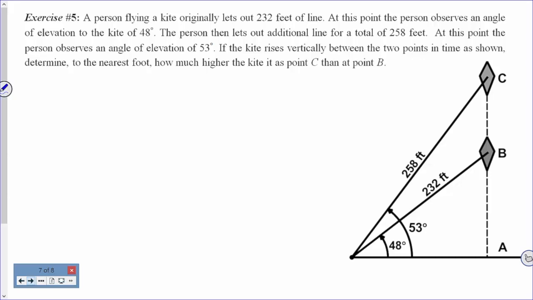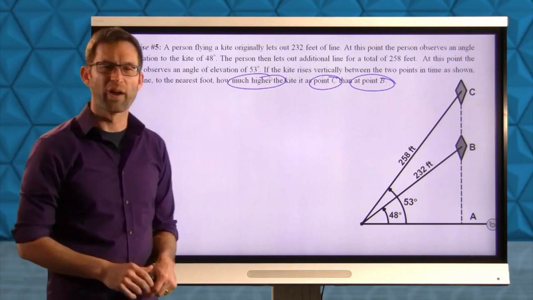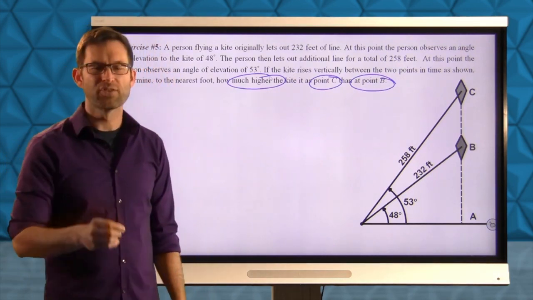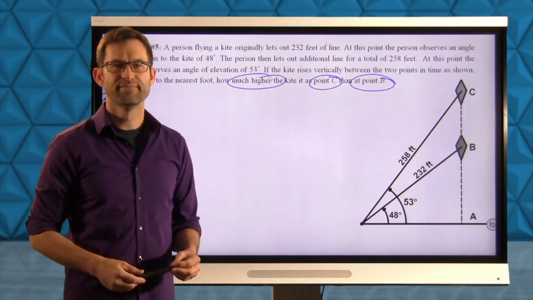If the kite rises vertically between the 2 points in time, as shown, determine to the nearest foot how much higher the kite is at point C than it is at point B. How much higher the kite is at point C than it is at point B. All right, pause the video now and try to work through this problem on your own.